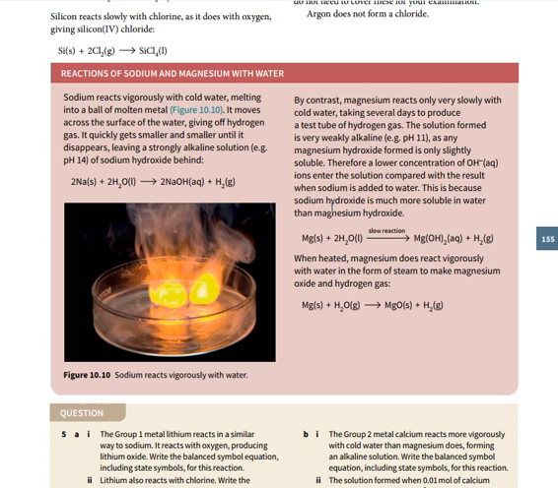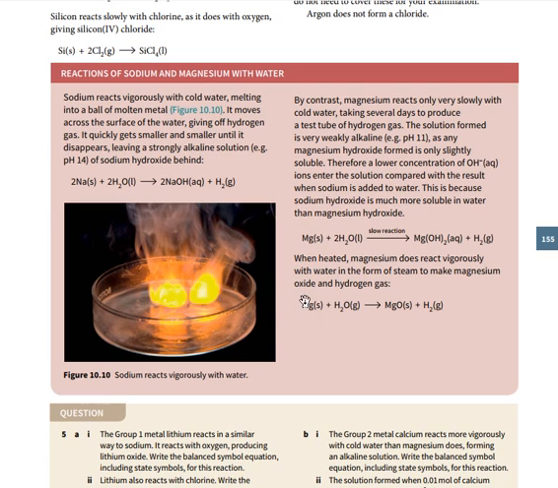The solution formed is very weakly alkaline, a pH of 11, while sodium hydroxide is a strong alkali, a pH of 14. Magnesium hydroxide is a weak base, forming only a solution with a weak pH of 11. So magnesium plus water produces magnesium hydroxide and hydrogen, a slow reaction. When heated, magnesium does react vigorously. So this is when it's cold.